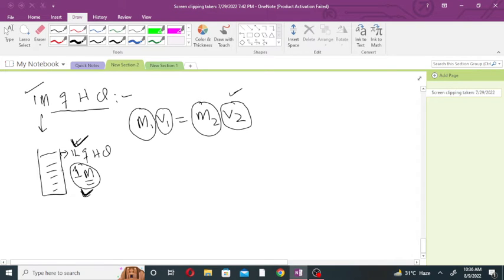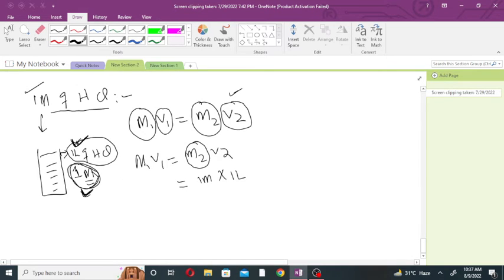You will use this formula M1V1 is equal to M2V2. In the question it is given to prepare 1 liter of HCl solution. So V2 is 1 liter, and we are to prepare a 1 molar solution of HCl. So this is the molarity of our final solution. It is 1 molar.